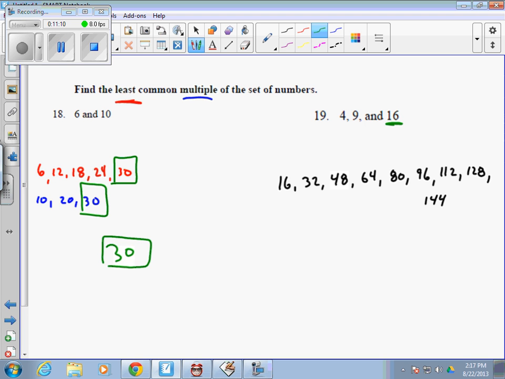All you do is count for each one. 16. Can I multiply 9 by something and get 16? No. 32. Can I multiply 9 by something and get 32? No. 48. 9 times something, 48? No. 64. And again, just counting by 16 each time.